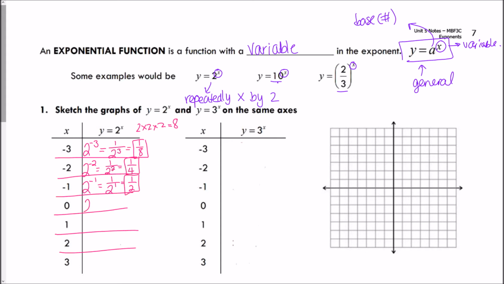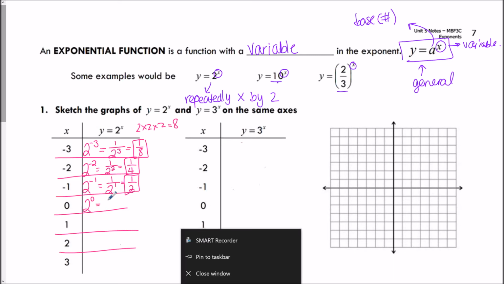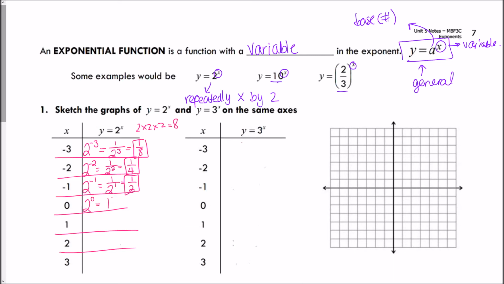Okay. The next one, we get 2 to the power of 0, and if you remember from our last notes, anything to the power of 0 is always 1, so I get 1 here. Okay. For the next one, it's 2 to the power of 1, so it's literally just 2 multiplied by itself one time, so my answer is 2. I don't need to do any flipping because my exponent is positive.